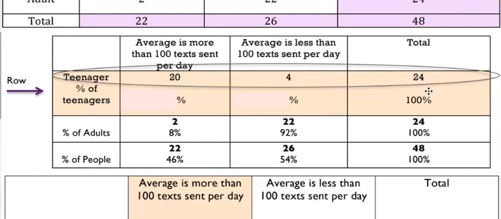row. So if 20 out of the 24 teenagers send on average more than 100 texts per day, that is 83.3% of teenagers from her study send more than 100 texts per day. That means that only 16.7% of the teenagers from her study send less than 100 texts per day. So she can tell her mom that of the teenagers, 83.3% of us are sending on average more than 100 texts per day.